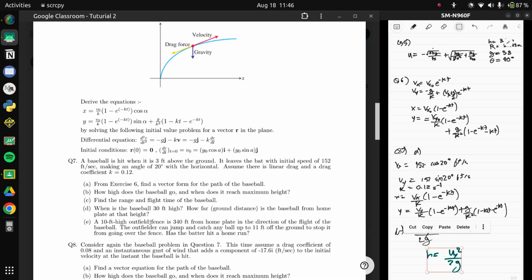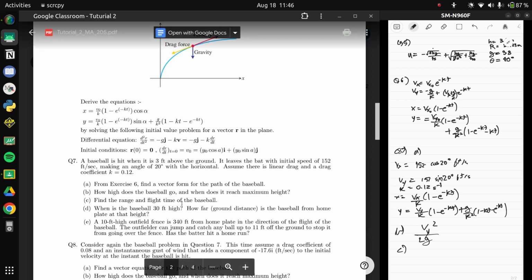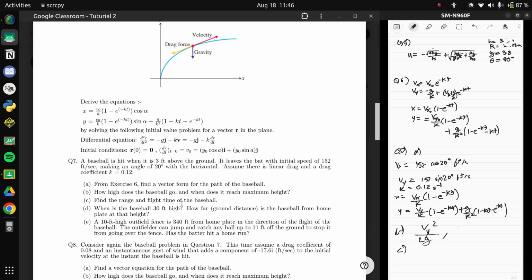Okay, next. I won't be calculating any of this really. I could put g equal to 32 and all that, but let's just let it be. We can do it on a computer. And when does it reach the maximum height? It reaches maximum height at vy upon g.